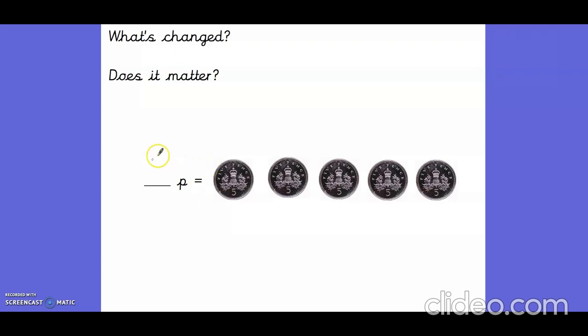Hopefully you've noticed that my equals sign has moved to the start. Does this matter? No, it doesn't matter. It's just telling us that this amount of money here, my total amount, is the same as these coins here. And we know that it doesn't matter if the equals sign has moved to the start. Let's count together. 5, 10, 15, 20, 25. So 25p equals or is the same as these coins here. Brilliant job.